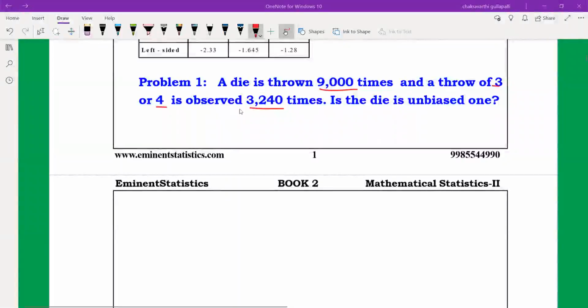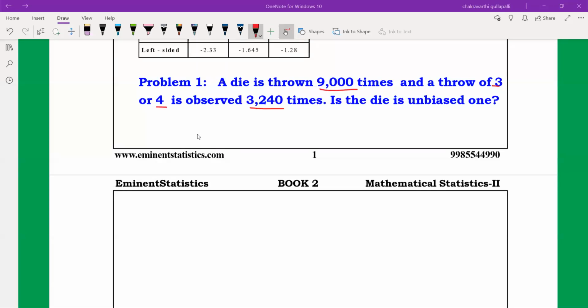Problem 1. A die is thrown 9,000 times and a throw of 3 or 4 is observed 3,240 times. Is the die unbiased? This is the practical problem. So which test is suitable for this one? This is an examination model for nationwide universities also. How can we solve this problem? Is the die unbiased here?